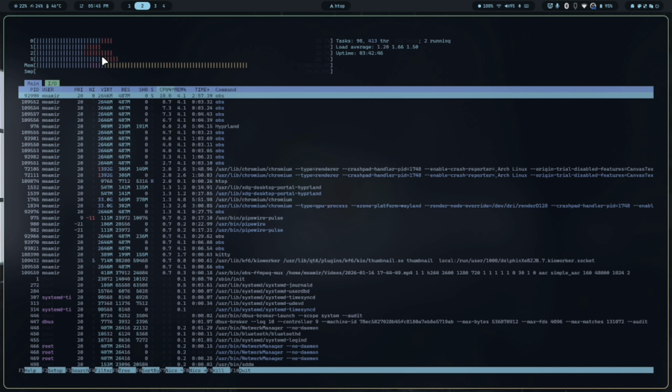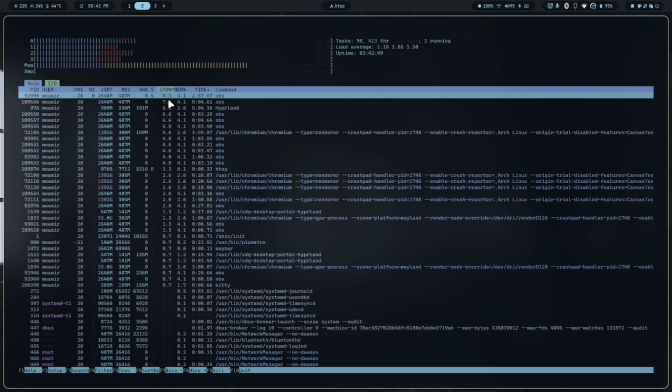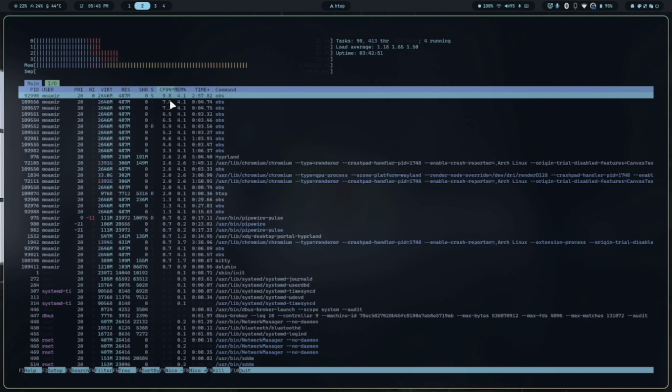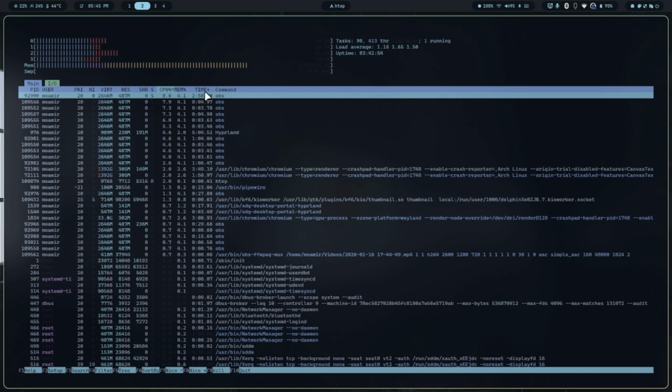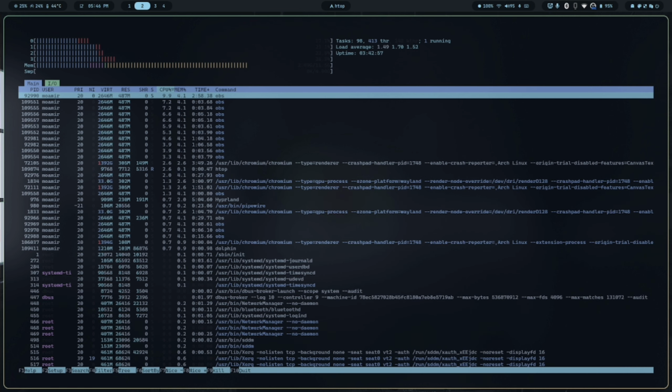So right now there is a CPU usage of 9.3% and 9.8% on my computer. So that's how you can know your CPU usage in your computer.